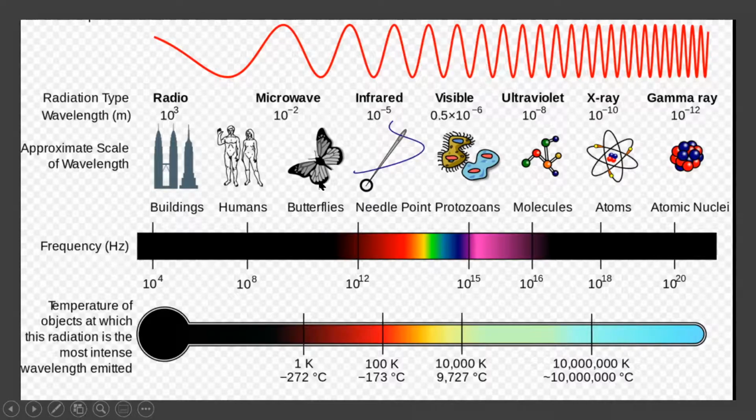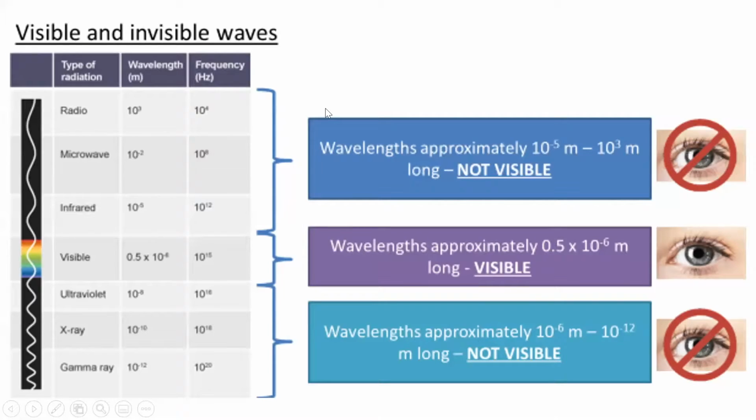Okay, so it's a bit of a summary of what we've just talked about. Radio, microwave, infrared: humans can't see them, though some animals can see infrared, like snakes. Infrared wavelengths are approximately 0.5 to 10 to the -6, so micrometers. We can see the visible, okay, and wavelengths approximately 10 to the -6 to the -12 are not visible.